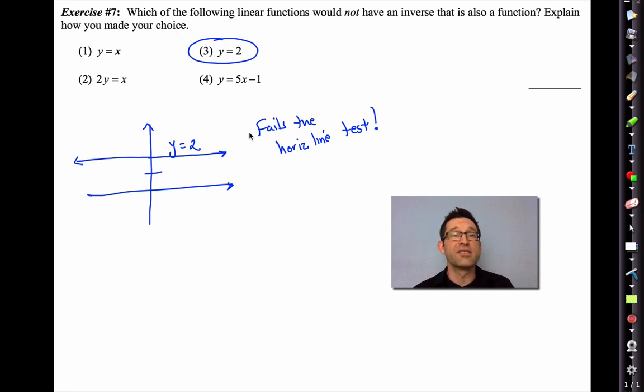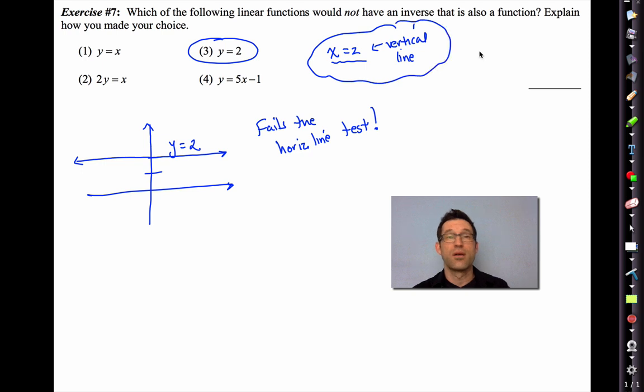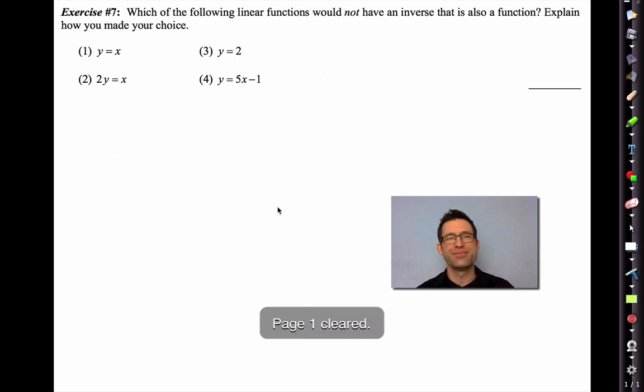Another way of looking at it is that if I flip-flopped the variables, its inverse, quote unquote, would be x equals 2. Definitely not a function. This is a vertical line. Right? Vertical lines are most certainly not functions. All right, so choice 3. A little tricky, but it brings in that whole one-to-one function piece, horizontal line test, etc. All right, I'm going to clear this out and we'll finish up.